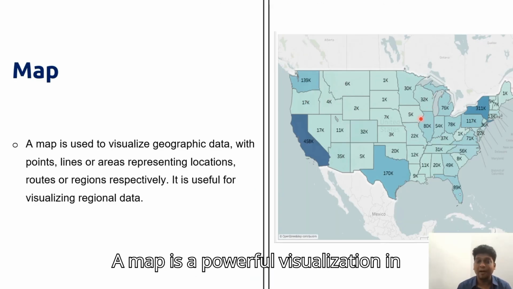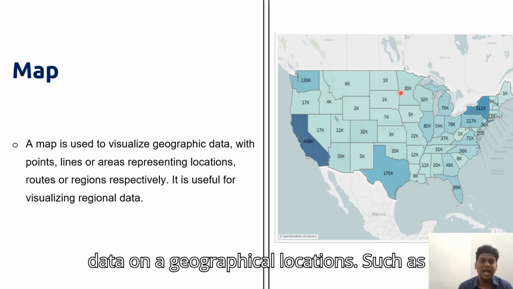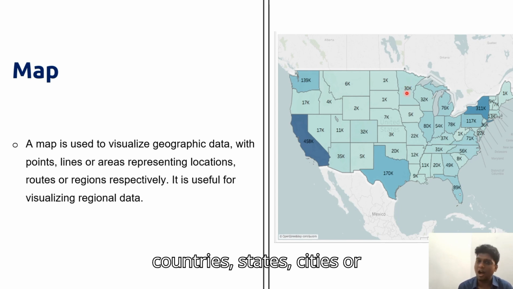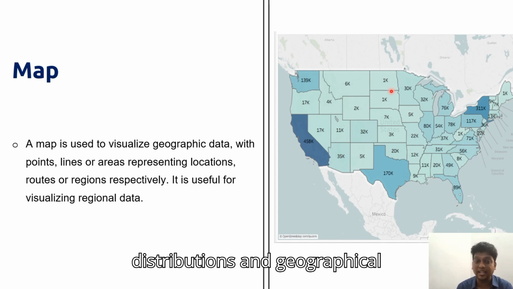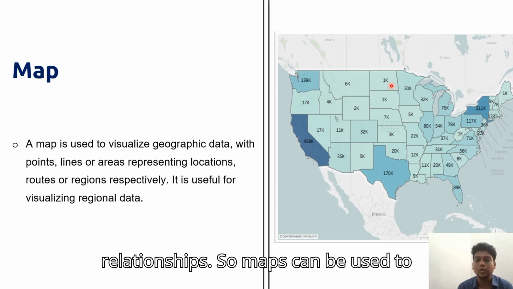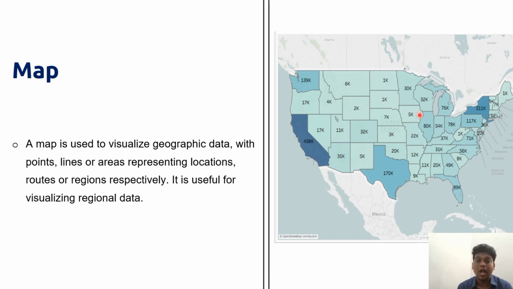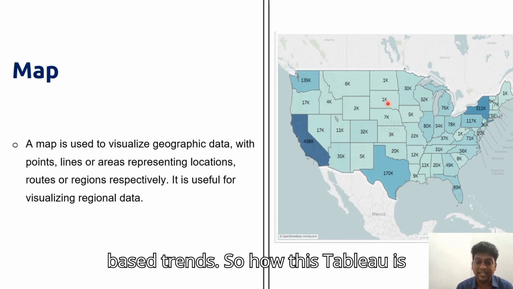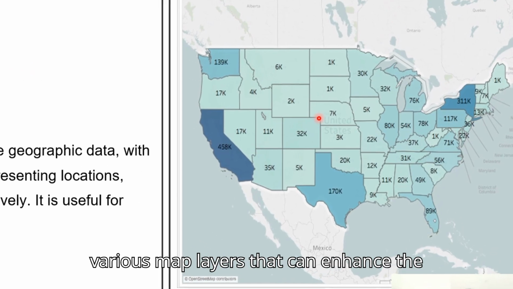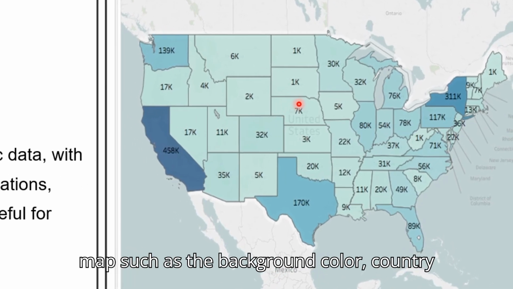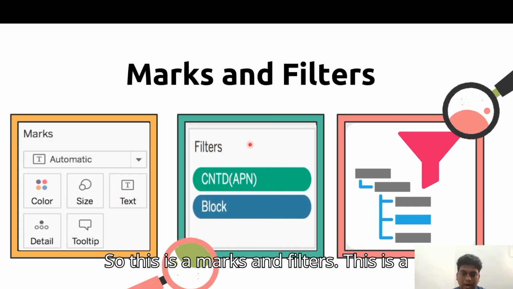A map is a powerful visualization in Tableau. It allows you to plot data on geographical locations such as countries, states, cities, or custom regions. It is commonly used for visualizing spatial patterns, distributions, and geographical relationships. Maps can be used to show a variety of information such as sales by region, population density, or location-based trends. So how is Tableau useful in this map? Tableau provides various map layers that can enhance the map, such as the background color, country borders, and state provincial boundaries. So this is the marks and the filters.